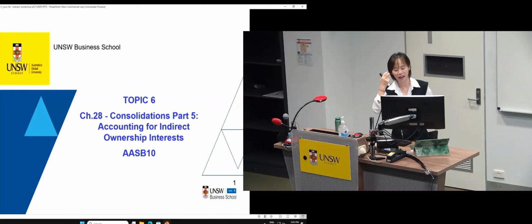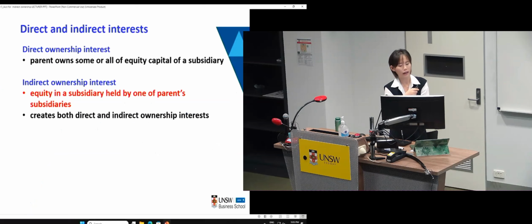All right, now let's move on to have a look at the topic we are going to discuss today. You might notice that this is actually our final topic related to consolidation. Today we are going to have a closure, right? So we're going to have a look at the multiple subsidiary group structure. Now, when there's a multiple subsidiary group structure, there's a need to distinguish the direct interest from the indirect interest.